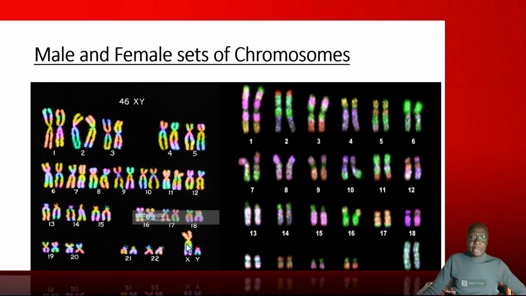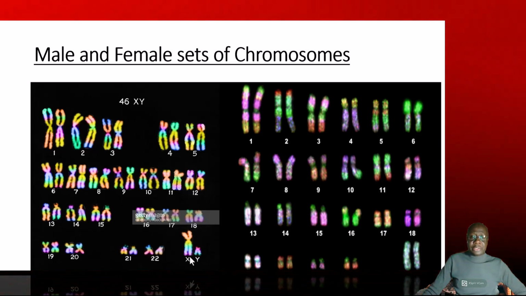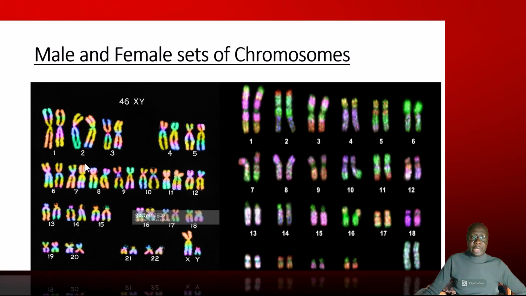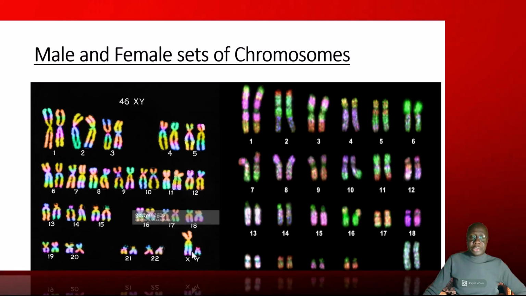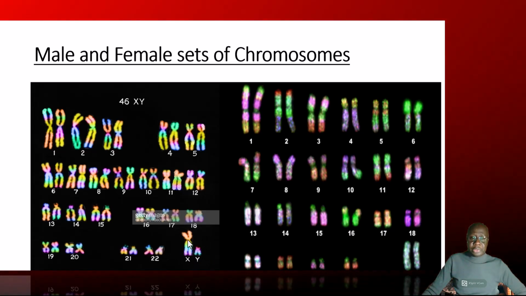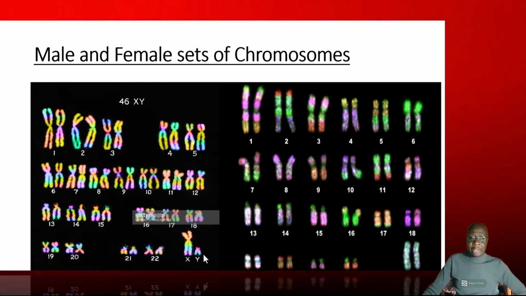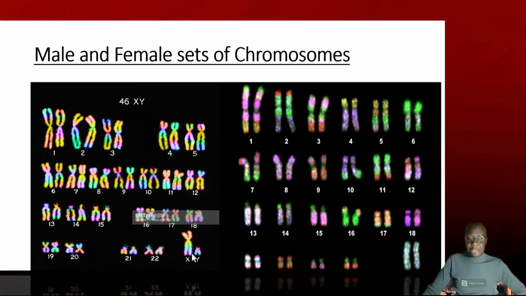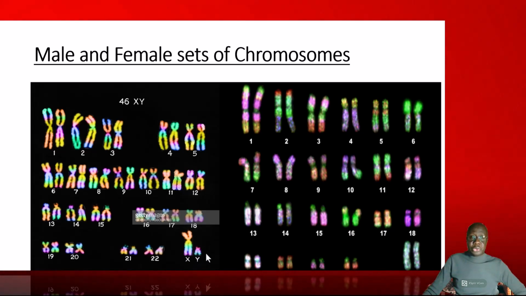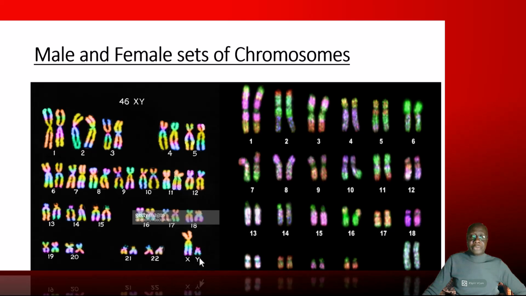For the male, you have X and Y for the 23rd chromosome. You can see they are listed 1, 2, 3, 4, 5, up to 22, and then number 23 is the sex chromosome. This is the chromosome that determines whether you're going to be a boy or a girl. I'll be talking about sex determination in our next lesson. But for now, we just know that for male, you have to have an X and a Y chromosome.